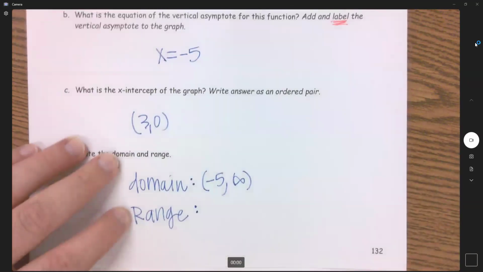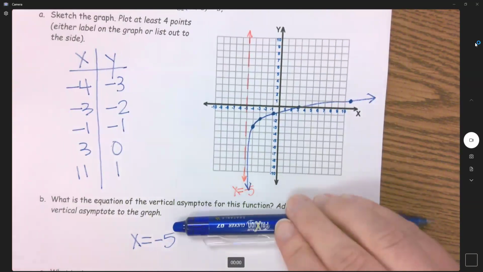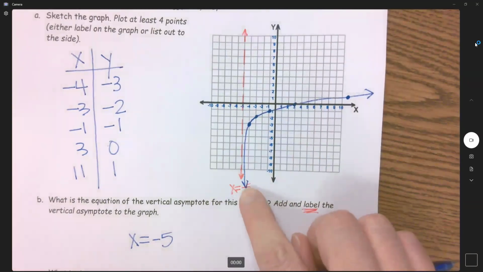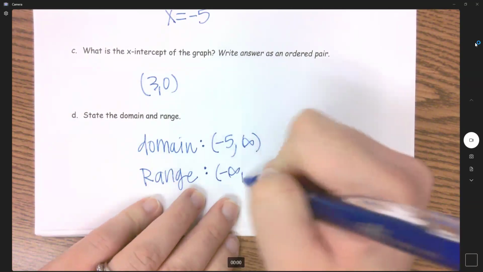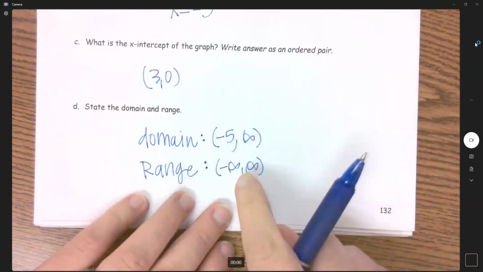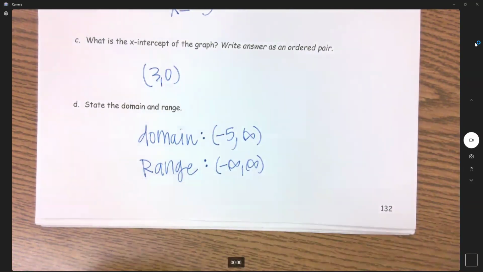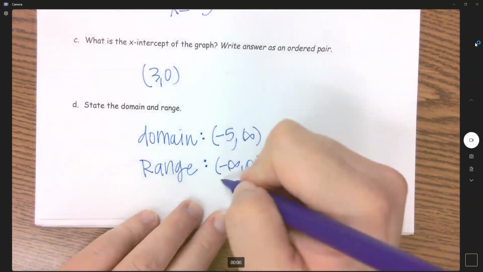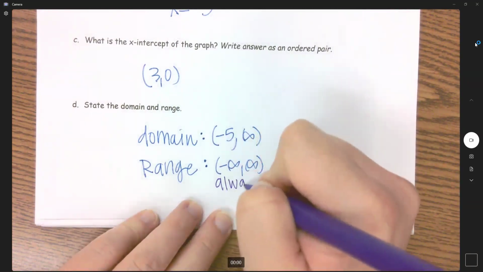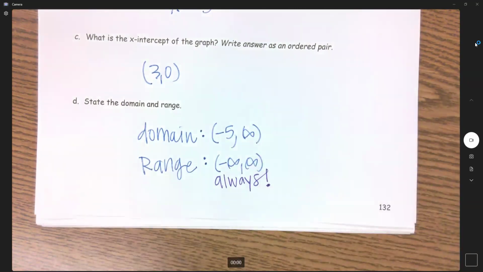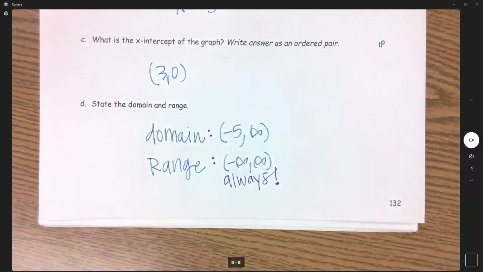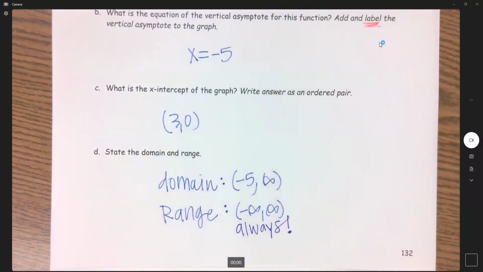And then your range goes from the bottom to the top. Bottom to the top, we're going to go arrow to arrow. My range will be -infinity to infinity. And as a little side note, this right here will always be my range for logs. Okay, so make sure you understand this right here. This is going to be your attendance quiz for the next class.